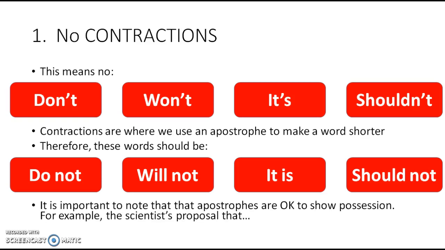However, apostrophes are okay to show possession. So for example, if we said Mark's phone, it would be Mark apostrophe S, phone. And this shows possession. And in the example below, I've said the scientist's proposal. Well, that's okay because it's showing that the proposal belongs to them. So we can use apostrophes to show possession, but we should not use apostrophes to shorten words.